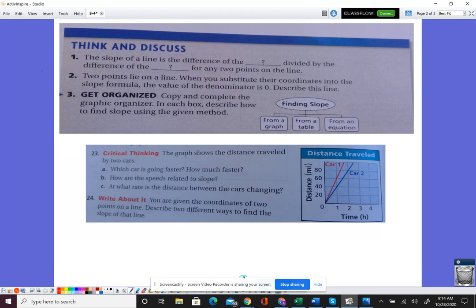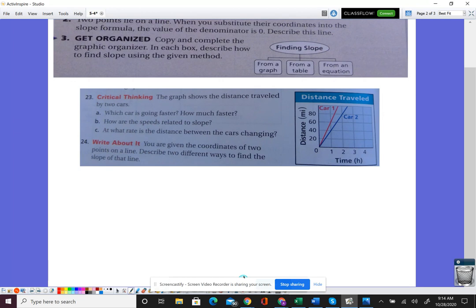Now we're going to move on to another example. And this is one that might be in your assignment. So you know to go to the notes and get this down. So the graph over here on the right shows the distance traveled by 2 cars. Which car is going faster and how much faster? So we're going to take a look at this point because it's crossing the hash marks there, and this point here because it's also crossing the hash mark. So we're going to compare those two cars.